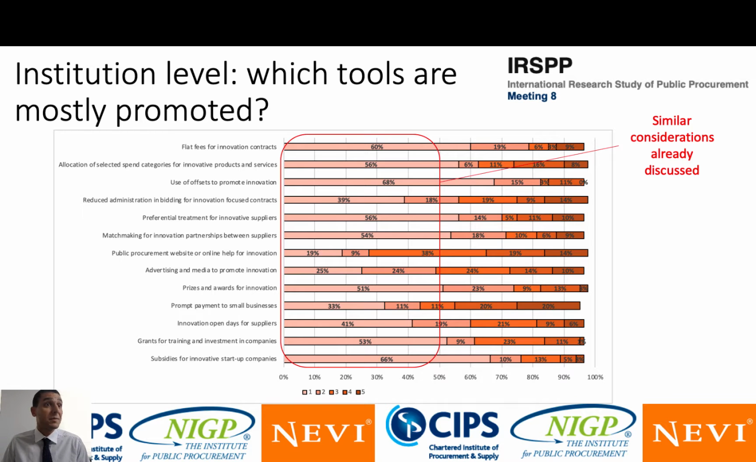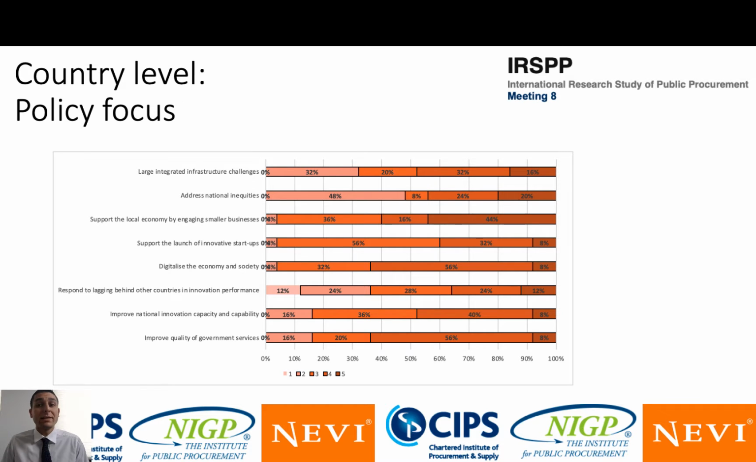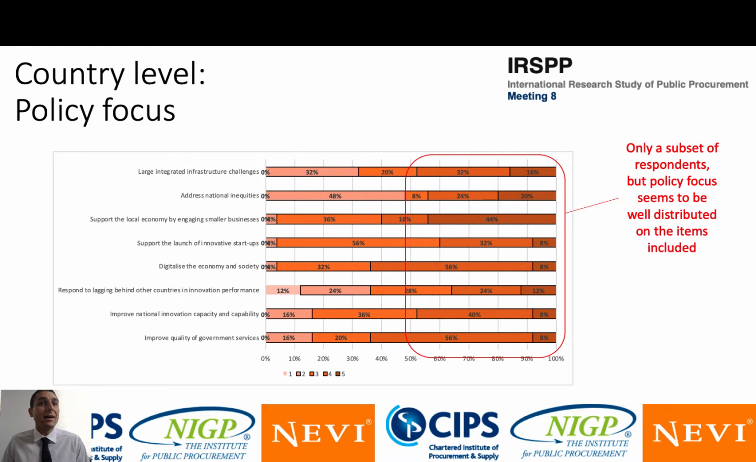answer for specific tools. Instead, if we switch the attention to the country level, 69% declare not being aware of an innovation policy at country level for public procurement, when instead 31%, 25 respondents out of 80, say that this awareness was present. And again, this is only a subset of respondents, but this is what this subset of respondents declare about where the policy of public procurement for innovation is focused at country level. And that was a surprising response, because even if it is a subset of respondents, we see that policy focus seems to be well distributed on the items that were included in the dataset.